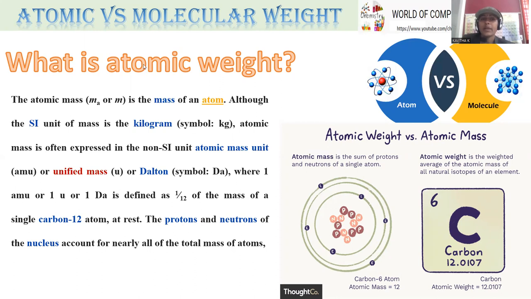What is that? Atomic weight is nothing but the sum of protons and neutrons. For example, let us go with carbon. Carbon is composed of 6 protons and 6 neutrons. That's the reason why its atomic mass will be 6 plus 6, which becomes 12. So atomic weight is the sum of protons and neutrons.